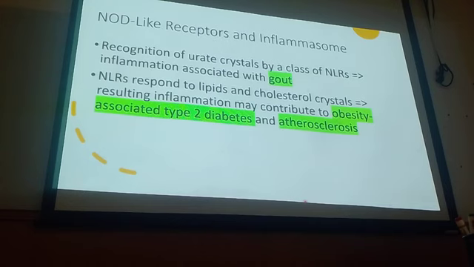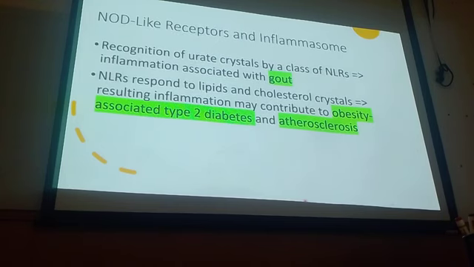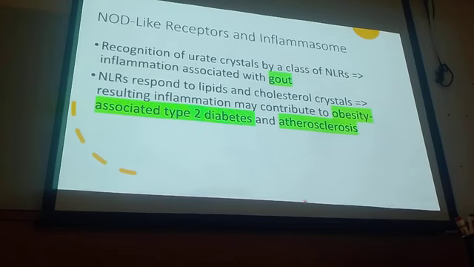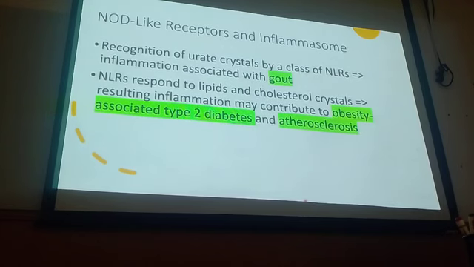For example, recognition of urate crystals by a class of node-like receptors leads to inflammation associated with gout disease. And we have node-like receptors that respond to lipids and cholesterol crystals, resulting in inflammation that may contribute to obesity-associated type 2 diabetes and atherosclerosis. So we have three diseases which are in connection with activation of inflammasome: gout disease, atherosclerosis, and obesity-associated type 2 diabetes.